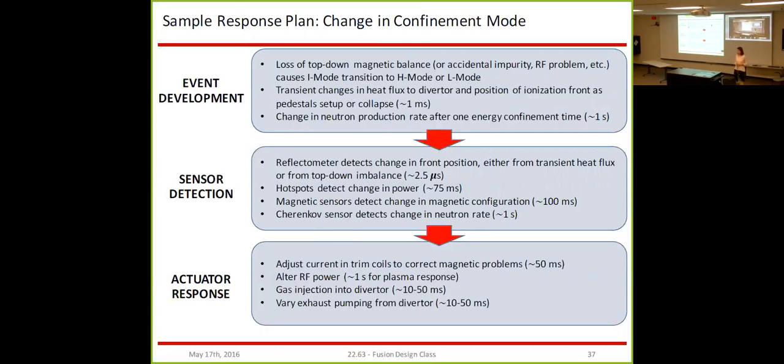So this is an example of how the sensors that I've just outlined for you would behave in one plasma event. We can also talk about other plasma events if you are curious, but this is just a demonstration of reasonableness for our sensor system.